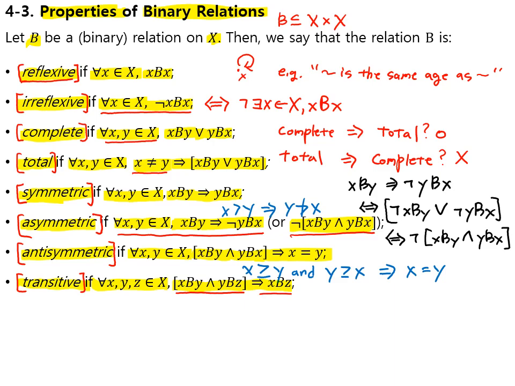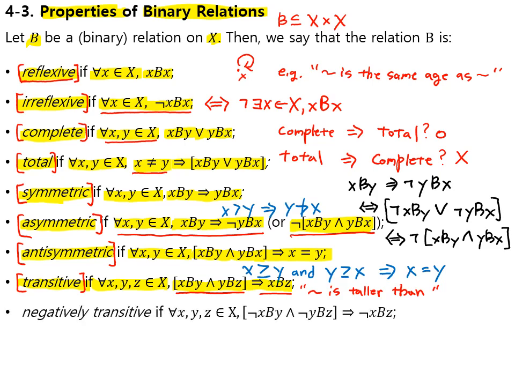So again, there might be a lot of examples of a transitive relation. Say, is taller than, right? So if A is taller than B and if B is taller than C, then this implies that A is taller than C. So this implies that the relation is taller than is a transitive relation.